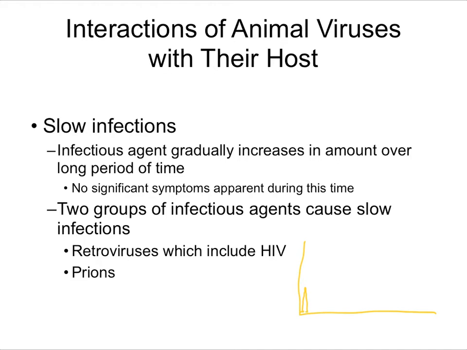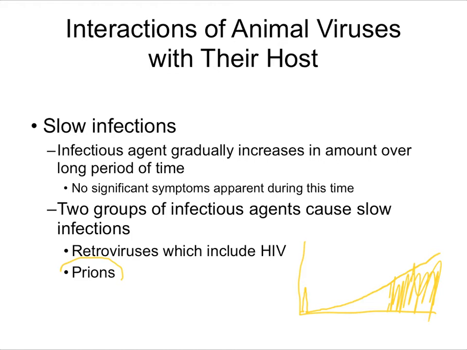And then, over the course of years, you start off with no virus present in your blood. And then over time, you start to get a little bit of virus present. And then more. And then more. Until over the course of years, you eventually reach a very high level of virus being present. And symptoms will show up sometime around when you have a lot of virus present in your blood. So retroviruses, most well-known HIV, tend to cause slow infections, as do prions.